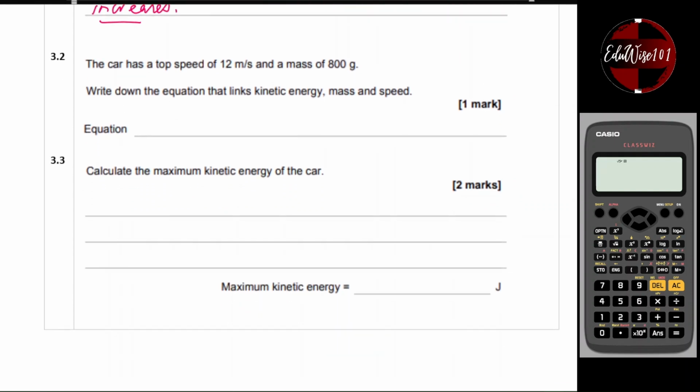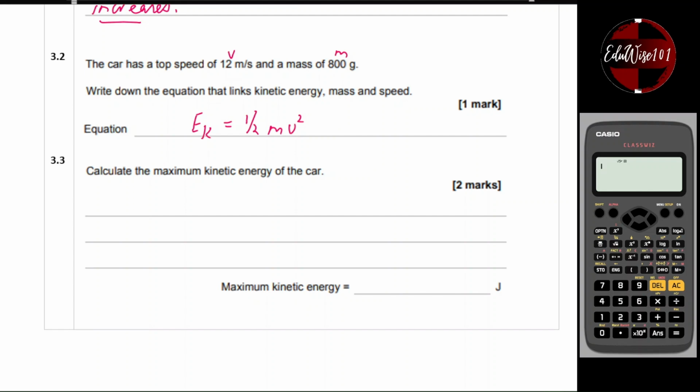3.2. The car has a top speed of 12 meters per second. So that would be v, and the mass is 800 grams, m. Write the equation that links kinetic energy, mass, and speed. Now, a few of you failed to write it down as an equation. So writing it simply as half mv squared is not an equation. You are supposed to write an equation. So you need to write either KE, or in this case, the proper symbol for kinetic energy is Ek. Or you can write it in words: kinetic energy equals half times mass multiplied by speed squared.